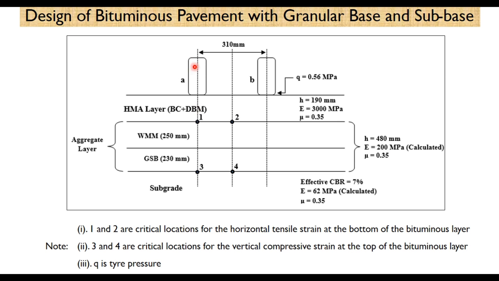1, that is below the wheel, 2 at the center of the axle, and 3 and 4. 1 and 2 are below the bituminous layer, and therefore here horizontal tensile strains are important. 3 and 4 are at subgrade level, and therefore compressive strain at subgrade level are important. And Q is the tire pressure, 0.56 MPa. This distance between the center of the tire is 310 millimeter, and therefore this point 2 will be at 155 millimeter from the wheel load.